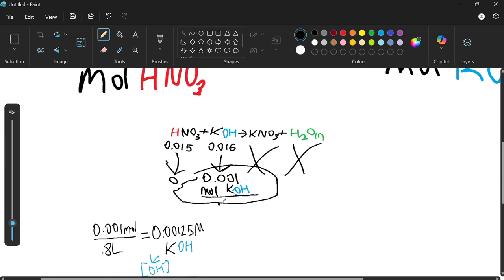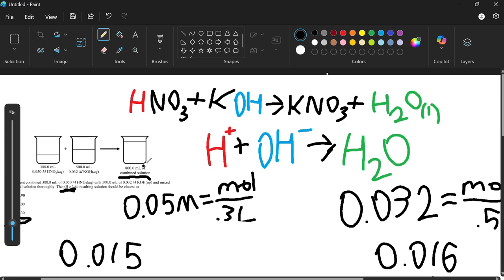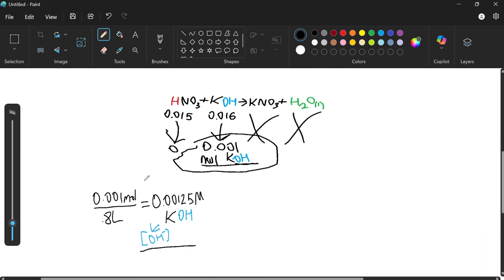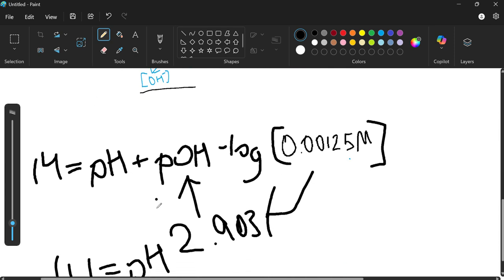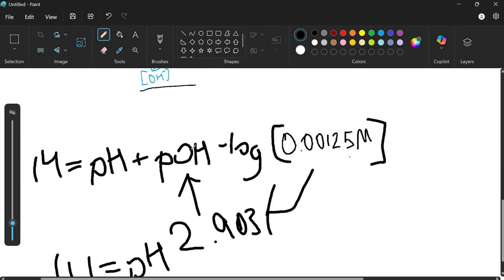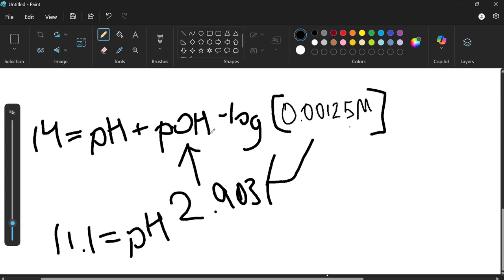Then, because this is the result of the combined solution, you want to use the moles here and then divide by the volume of the combined solution to get the molarity. And then if it's weak or strong, you just find the OH minus and then use your unit 8 knowledge to find the rest.